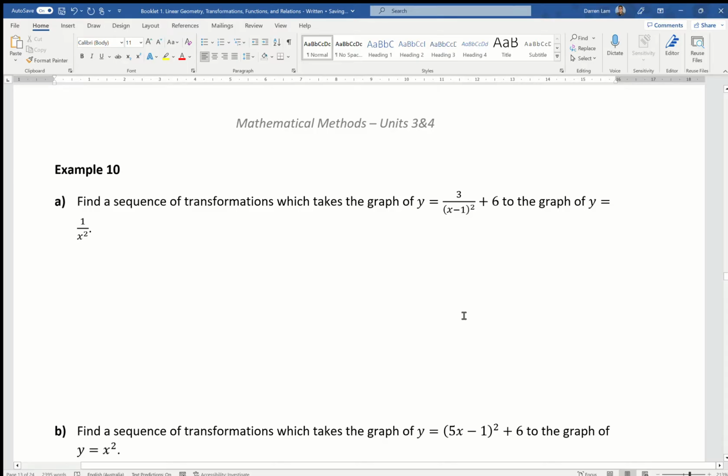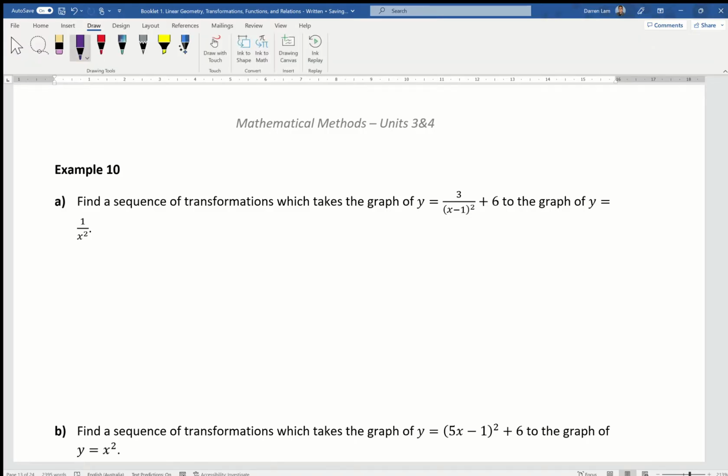In this case, the only difference is that we're going from the more complex equation into the simpler one. It's the exact same process, except we have to make sure that we identify that. So, I'm going to very quickly write this down. We know that we start off, and again, we rearrange. So that becomes y minus 6 over 3, which equals to 1 over x minus 1 squared. Again, you'll note now 1 over x minus 1 squared is a lot simpler to identify than 3 over x minus 1 squared plus 6.